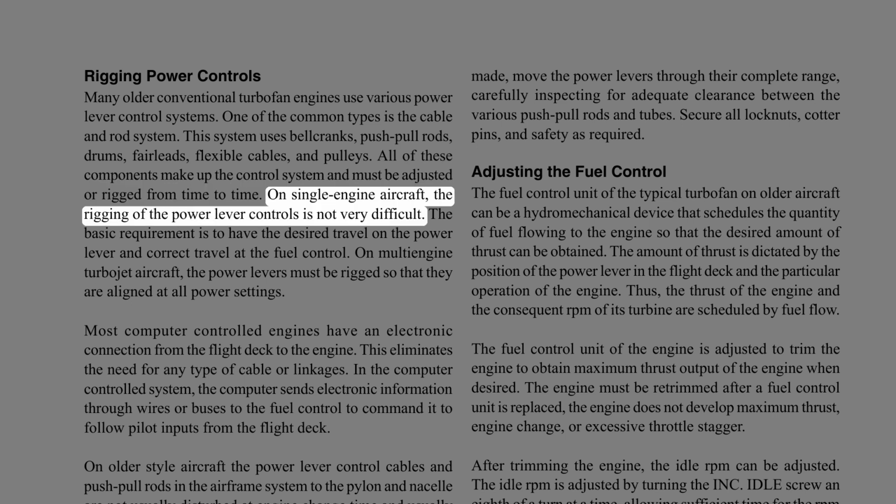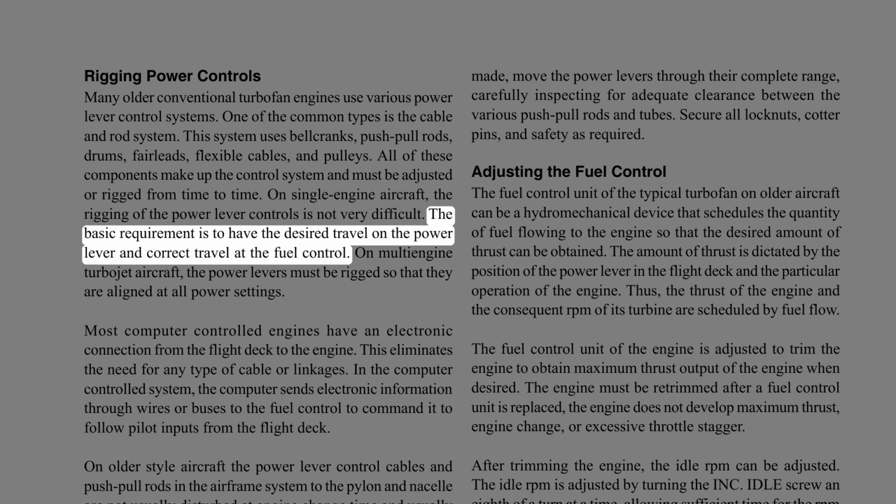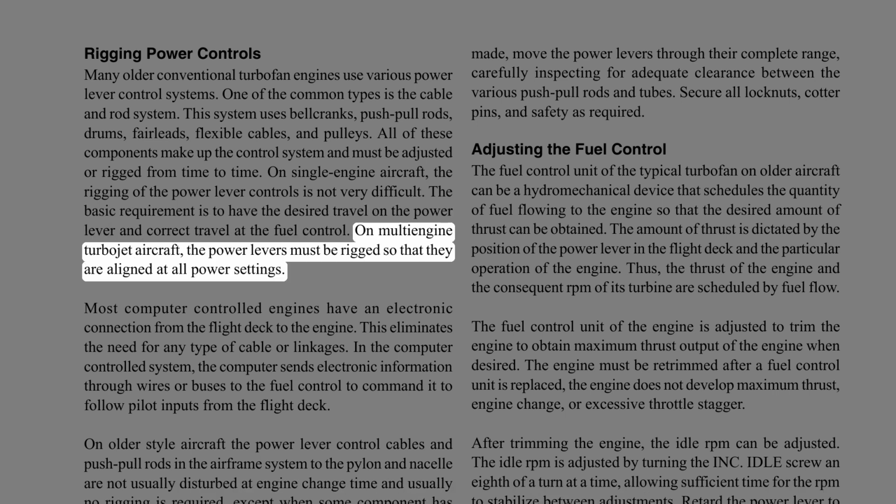On single-engine aircraft, the rigging of the power lever controls is not very difficult. The basic requirement is to have the desired travel on the power lever and correct travel at the fuel control. On multi-engine turbojet aircraft, the power levers must be rigged so that they are aligned at all power settings.